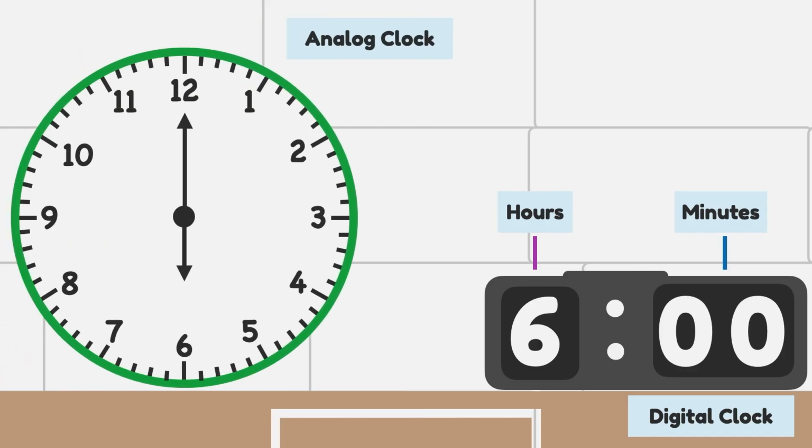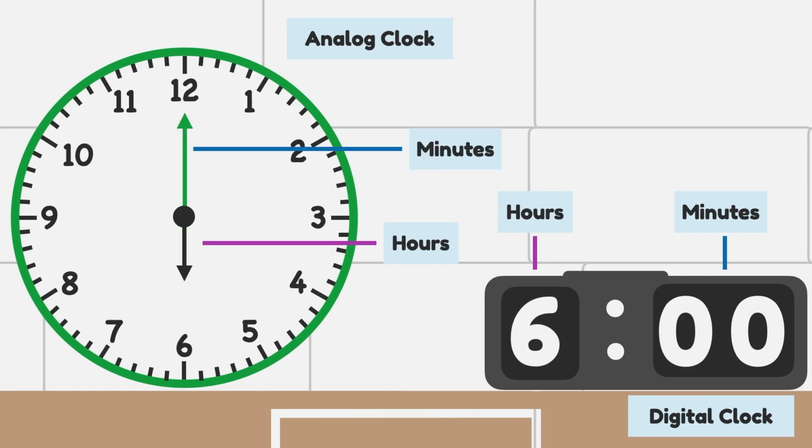Now we have an analog clock. Analog clocks still show us the time, but analog clocks use hands to do this. The short hand tells us how many hours there are, and the long hand tells us how many minutes there are.